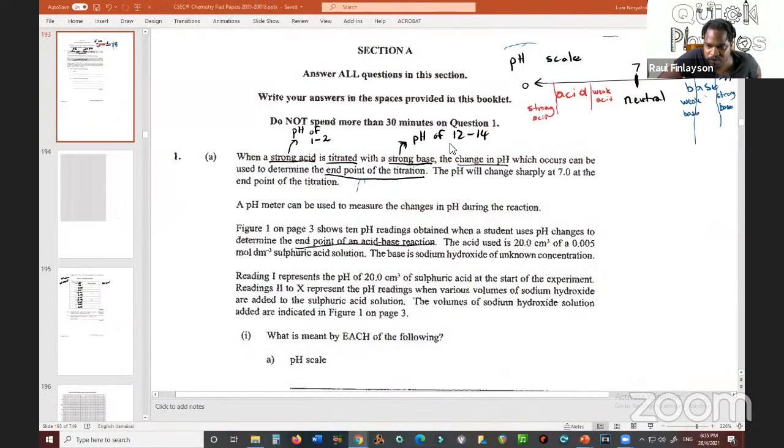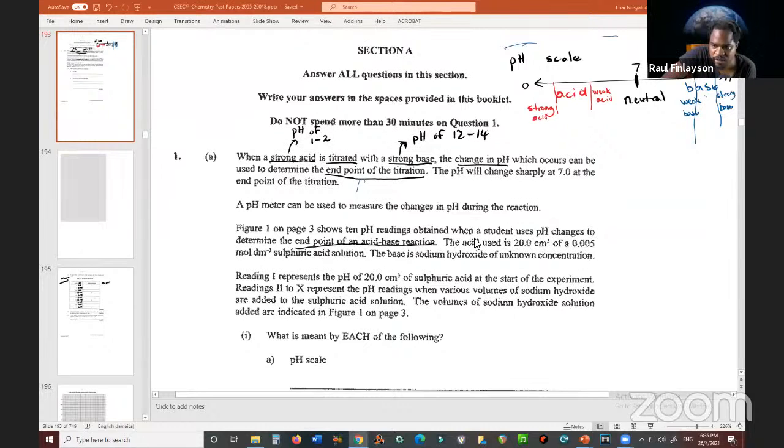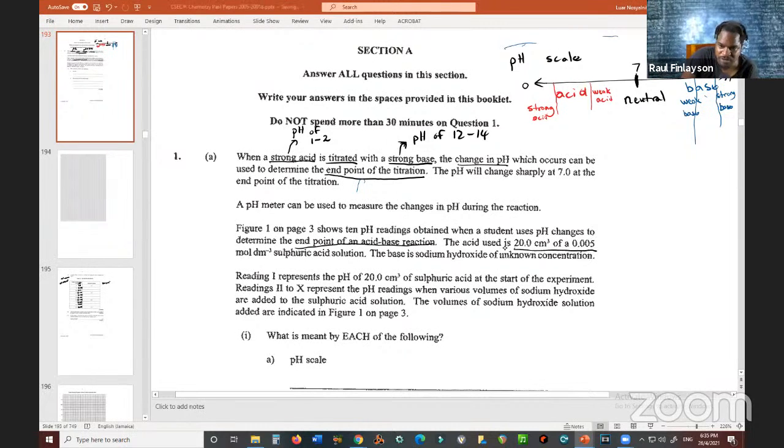Going back to CXC stuff here, because it says here the end point of the titration. Watch this now. The acid used. In this case, they tell you everything about the acid. The acid used is 20.0 centimeter cube of 0.05 mole per dm cube sulfuric acid solution. I will just underline that when I'm reading the paper, and go ahead to work out the obvious thing they wanted to know.